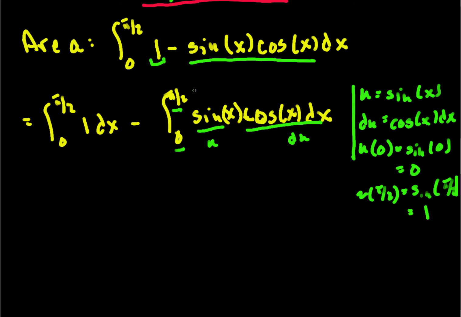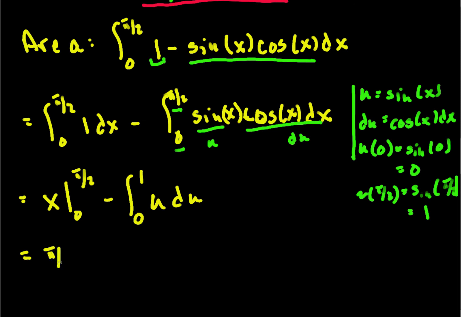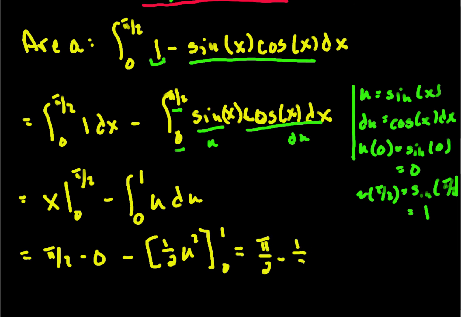So putting that together, I can go ahead and anti-differentiate this. So this is equal to x between 0 and pi over 2 minus the integral. Now the lower bound is still 0, but the upper bound is now 1, and it's u du. And x between 0 and pi over 2 is just equal to pi over 2 minus 0, minus, and then this is going to be 1/2 u squared between 0 and 1. And that's going to be 1/2 minus 0. So this just ends up being pi over 2 minus 1/2, or more simply, pi minus 1 over 2.